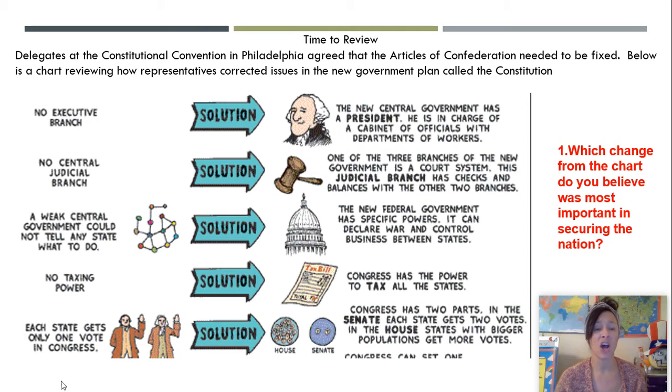And finally, our legislative branch compromises. Each state only had one vote in the legislative branch, and the solution was to split it into two sections, okay, where we had the big states and the small states happy. And this is pretty much the big idea from last week.